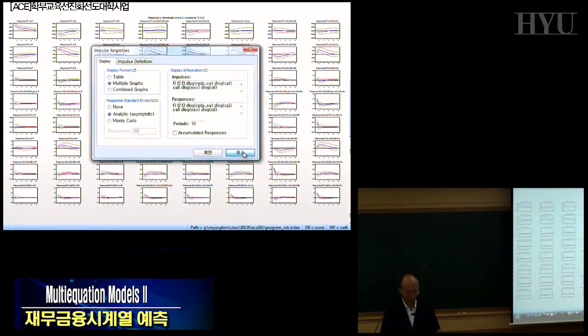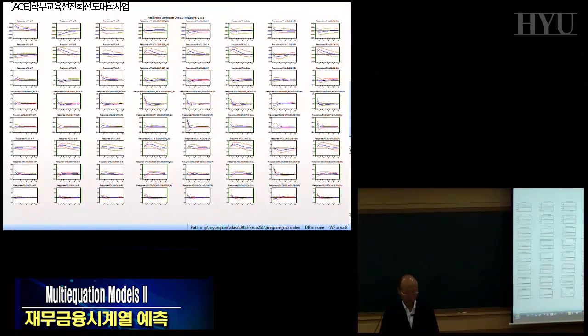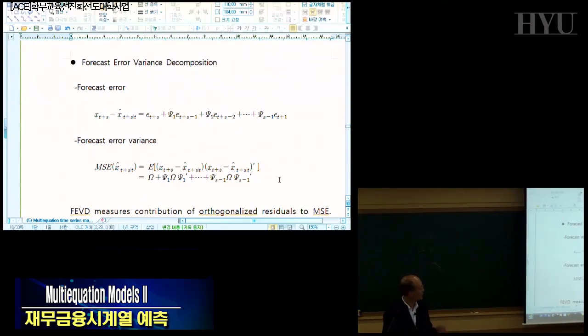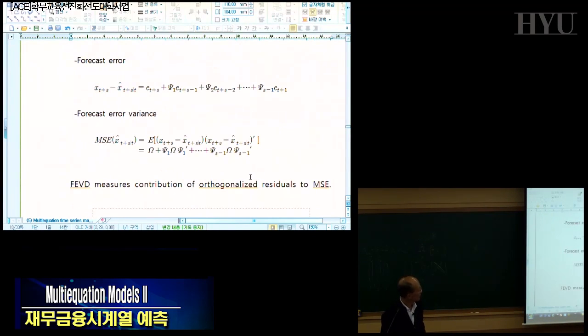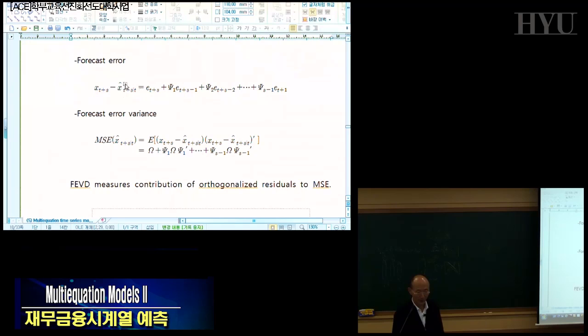I don't see it from this version, but let me briefly mention what this means. If you make a forecast, then this is the forecast error. Sorry, actual value. So this is forecast error, right? And you can calculate mean squared error, or we just call it forecast error variance, using omegas and psi's.